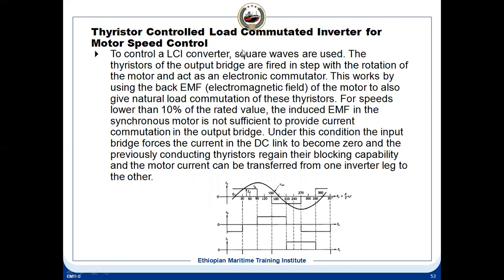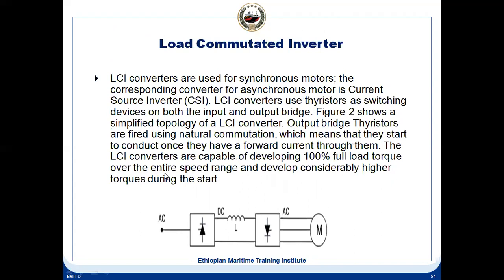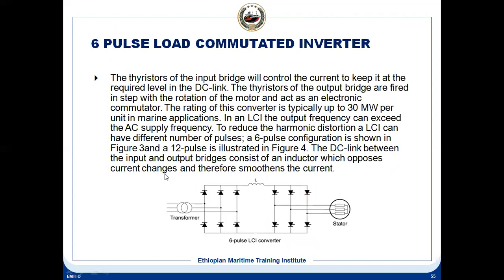This is a thyristor controlled load commutated inverter. Load commutated inverter means here we are using thyristors for the drive speed control. You see this is the motor, and these are all thyristors. Now the thyristors of the input bridge will control the current to keep it at the required level in the DC link. This is a load commutated inverter, or we can say an LCI drive. There is a difference between this and a VFD and the cycloconverter which we discussed.